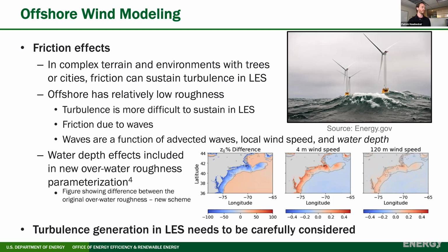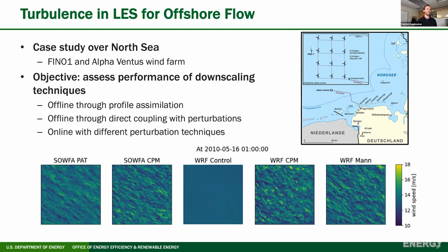And so, as mentioned, this turbulence generation in LES is going to need to be carefully considered for turbulence in our models to be sustained. One of the cases that we've worked on is a case study over the North Sea. I think Regis mentioned it yesterday. This is the FINO1 tower that's right next to the Alpha Ventus wind farm you can see in this top right image. And the objective of this study was to assess performance of different downscaling techniques.